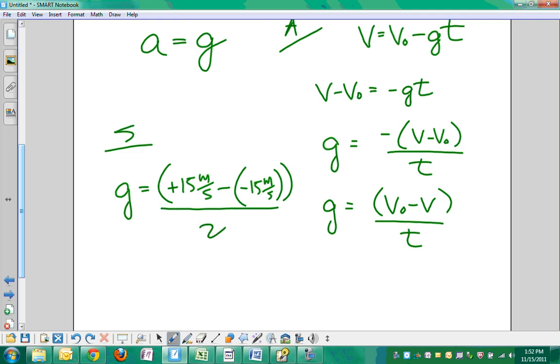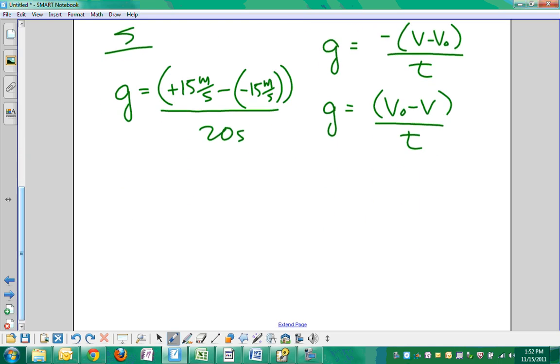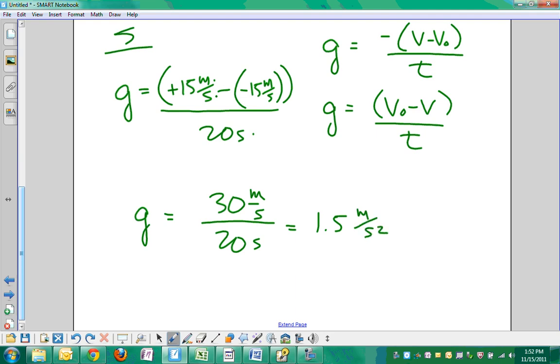Our t is 20 seconds, right? Dimensionally, what do you get? Meters per second, meters per second, meters per second on the top divided by seconds, meters per second squared. We'll get an acceleration. All right, so now g is going to be equal to 30 meters per second divided by 20 seconds, which is equal to 1.5 meters per second squared. Okay? So in your estimation, do you imagine that this planet is larger or smaller than Earth? Probably smaller. Why do you think it's smaller? It's got a lower gravitational acceleration. In other words, its gravitational field at its surface is less strong.